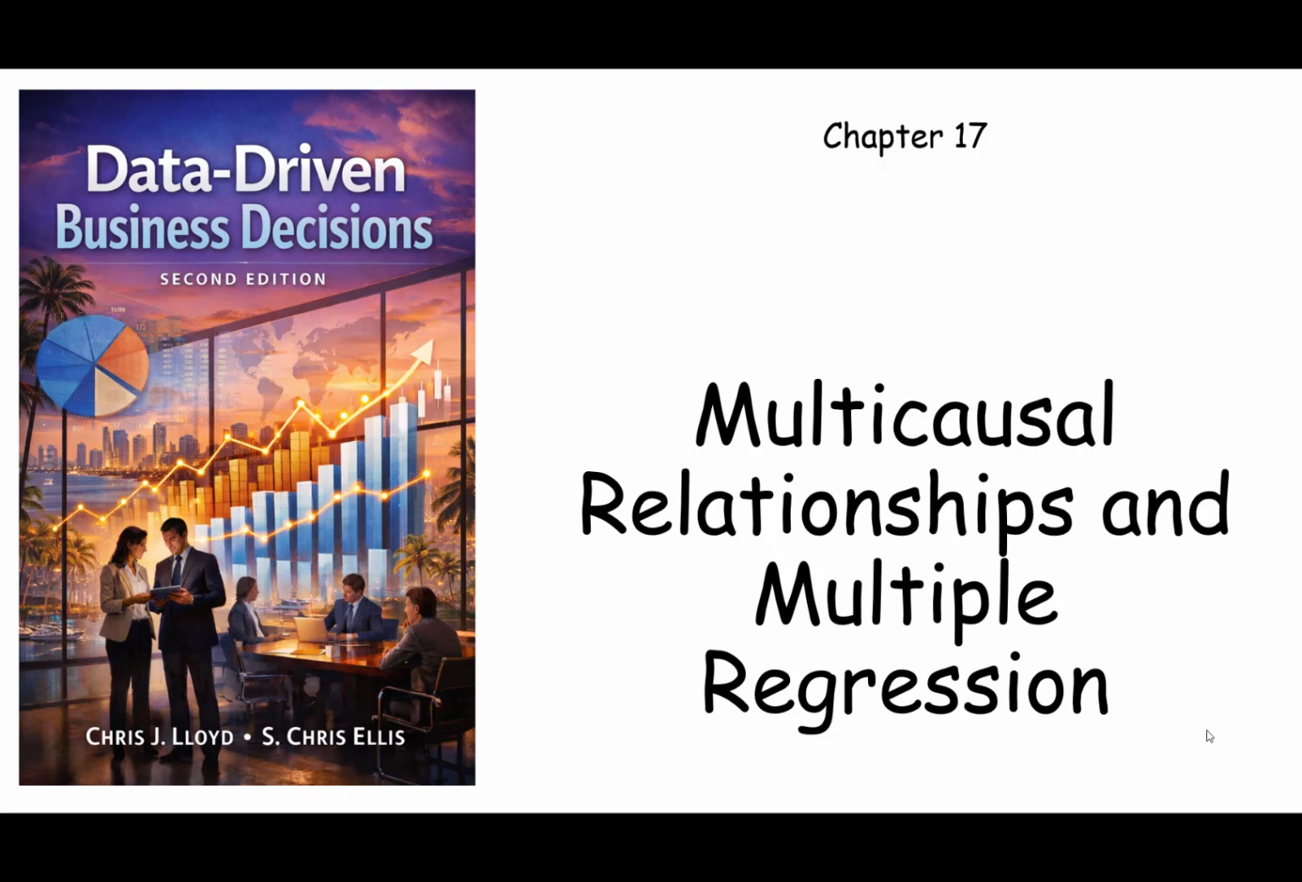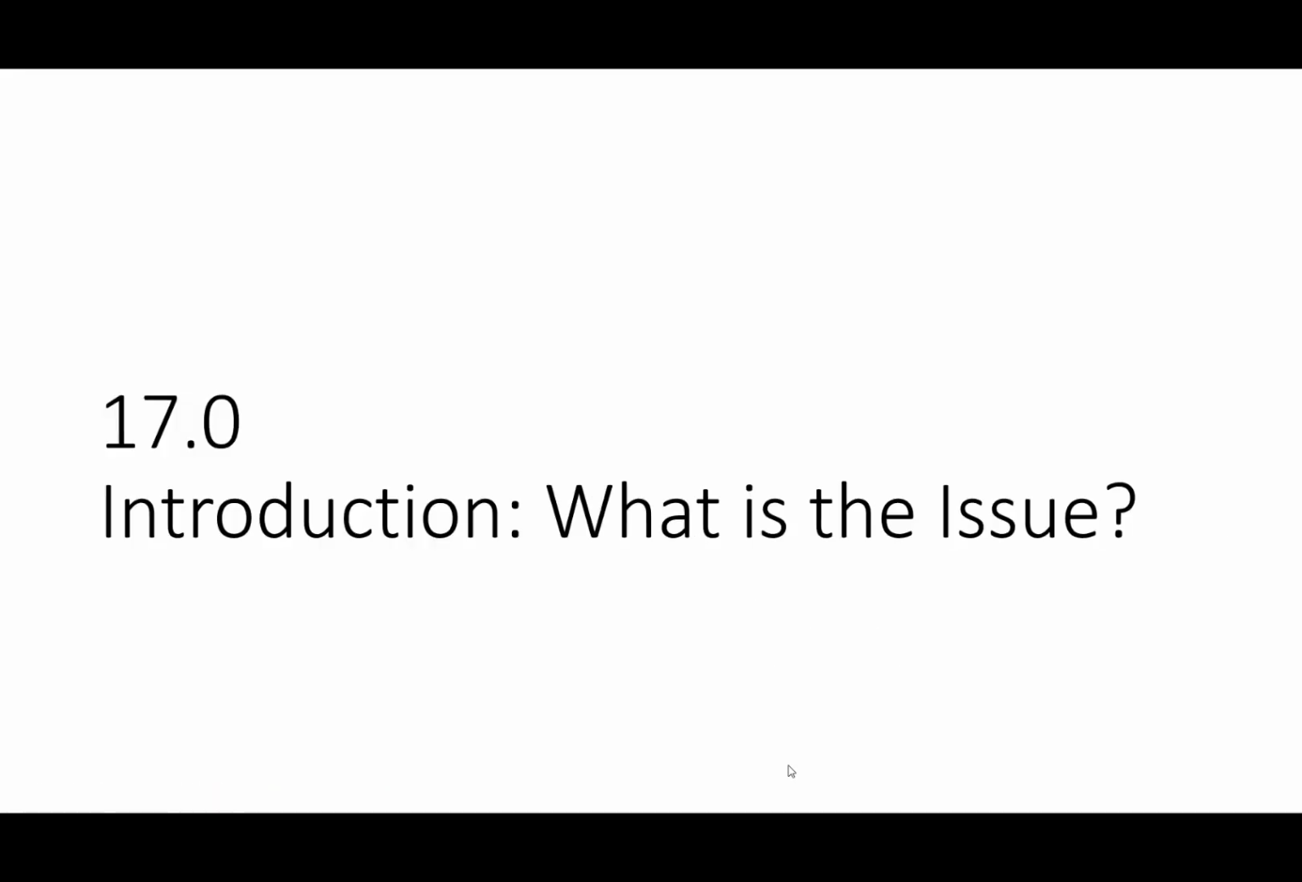All right, let's take a look at Chapter 17, Multi-Causal Relationships and Multiple Regression. And let's introduce this with a little example here. What is the issue? Well, most business performance outcomes are driven by more than one factor. That is the issue. For example, demand for my product depends not only on the price that I charge, but the price that my competitor charges.